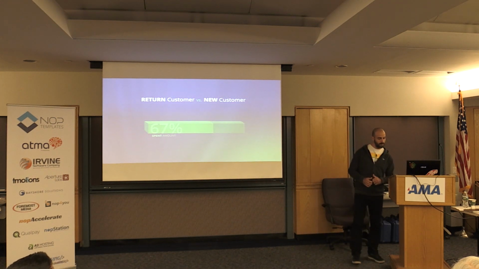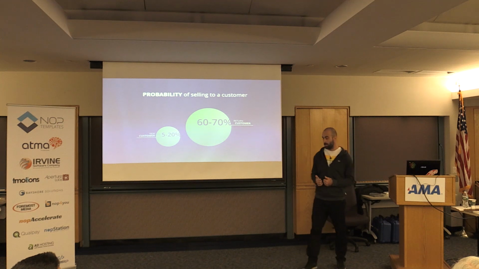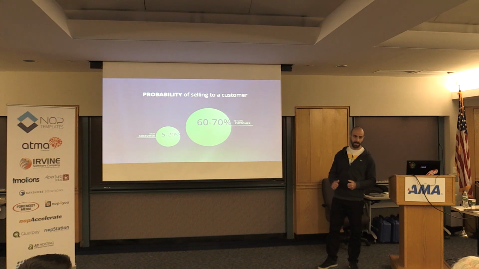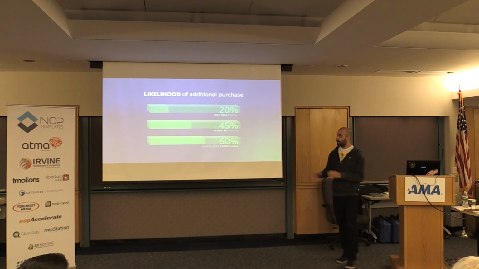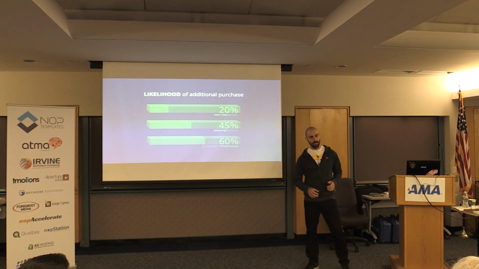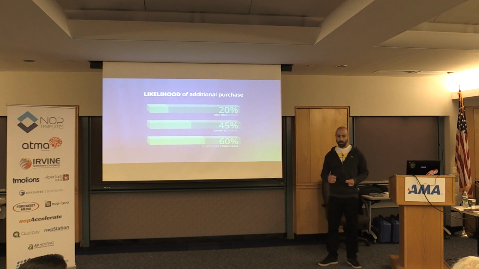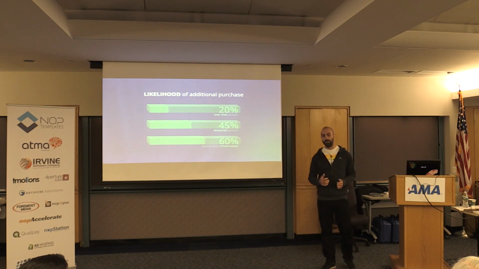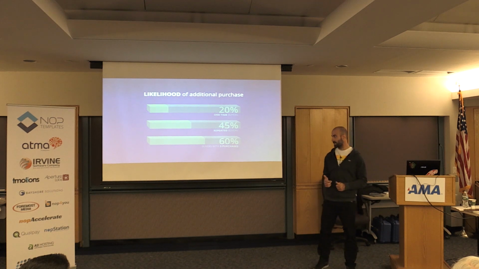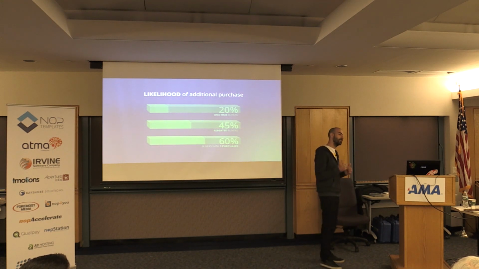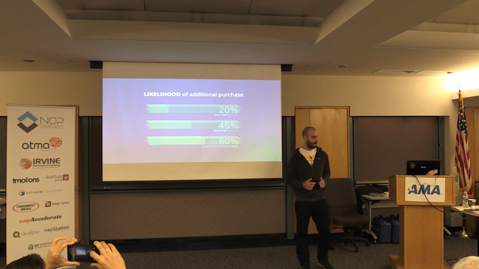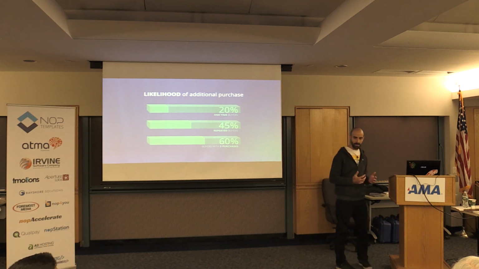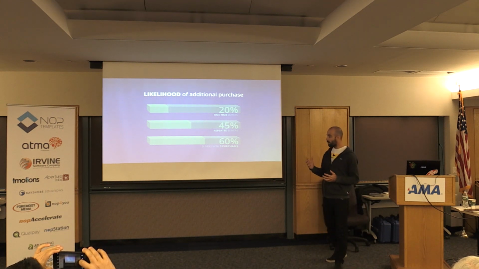The probability of you as an online retailer selling to a new customer is between 5 and 20%, while the probability of selling to an existing customer is between 60 and 70%. Out of all your one-time buyers, those customers that have bought from you only once, 20% are very likely to buy from you again. And if you get these people to make the second purchase, then 45% of them are very likely to buy from you again. And if they make this third purchase, then this percent rises to 60. So as you can see, the more you do customer retention, the easier it gets, and your revenue rises exponentially.